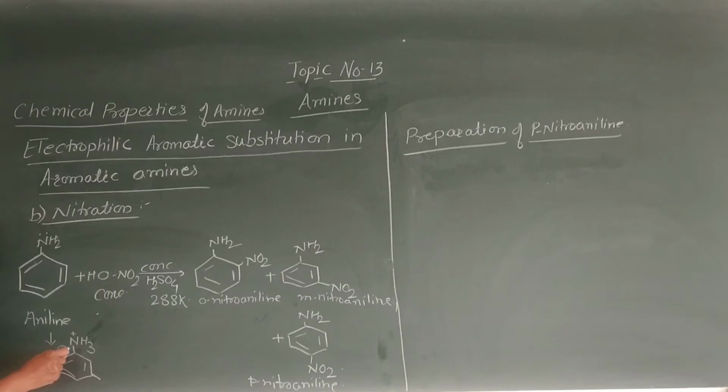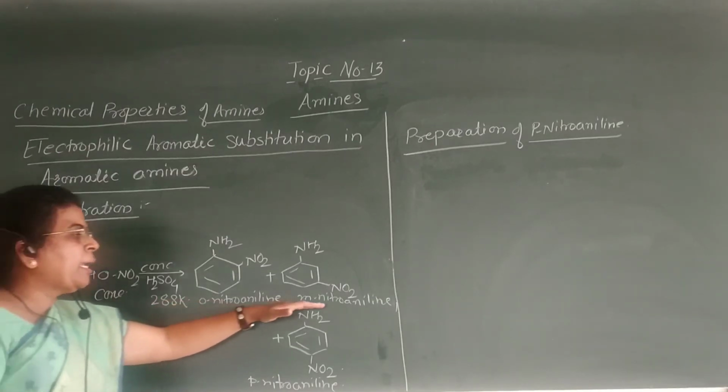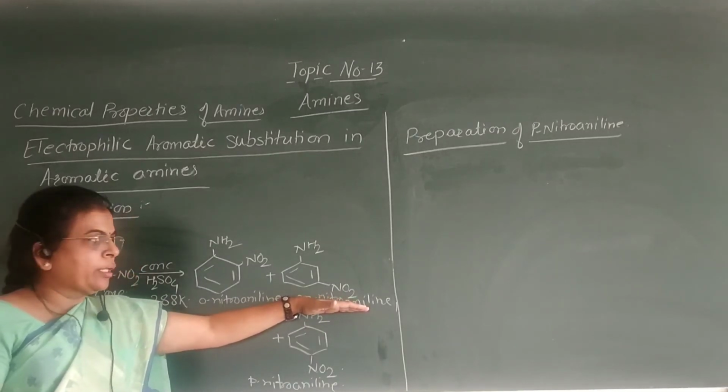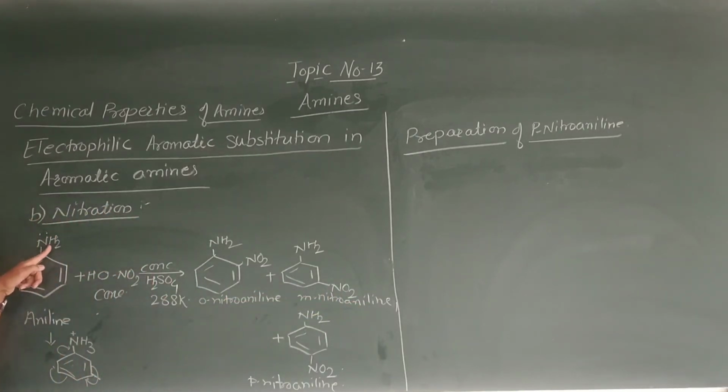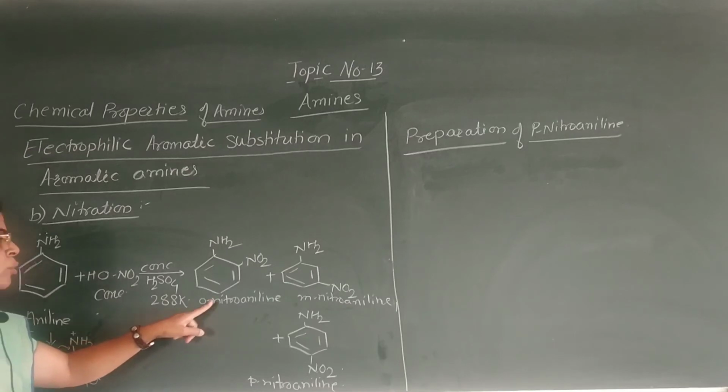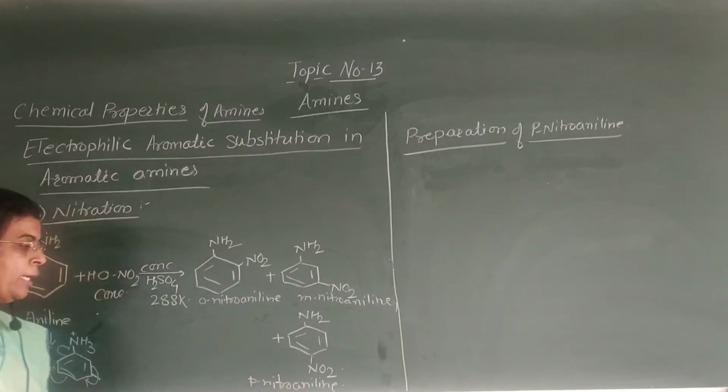Now here we know that in this way transfer of electrons takes place like this, and the meta position will get negative charge. Therefore this protonated aniline, which is formed due to presence of this acid, is meta-directing, and therefore we will get metanitroaniline as one product. Then we know that this NH2 group is ortho and para-directing. Therefore electrophilic substitution takes place at ortho and para positions, and therefore we'll get orthonitroaniline and paranitroaniline.